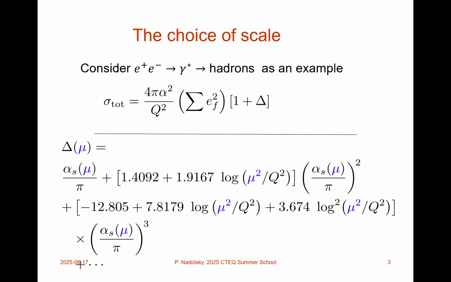Any thoughts? You have a similar tower of these logs in mu squared over Q squared. So mu squared equals Q squared should minimize it, and the alpha_s cubed suppression will get rid of that constant. Right.